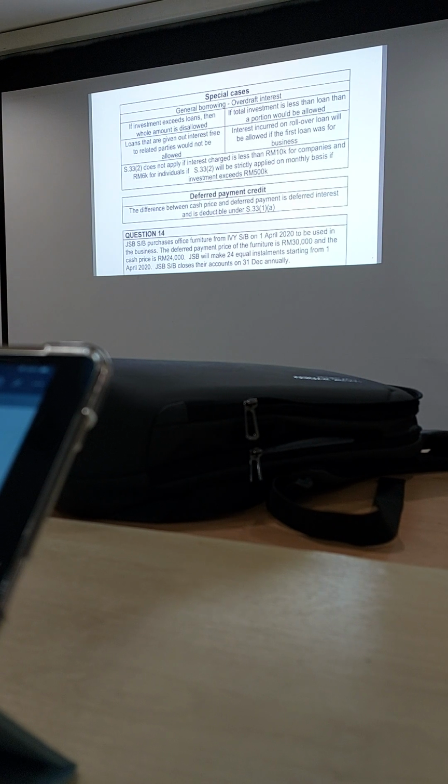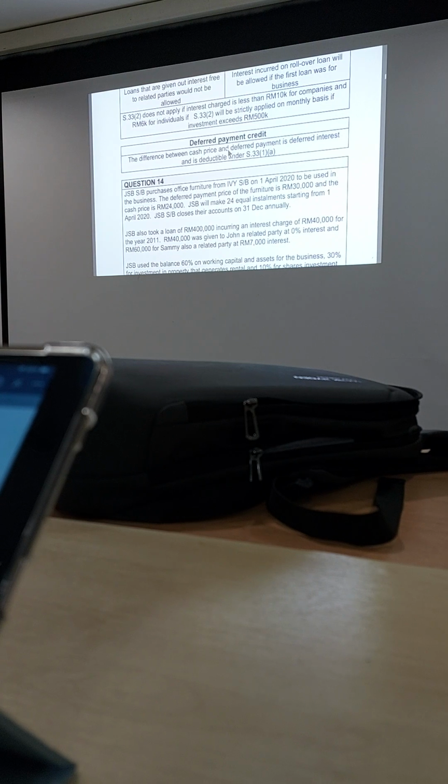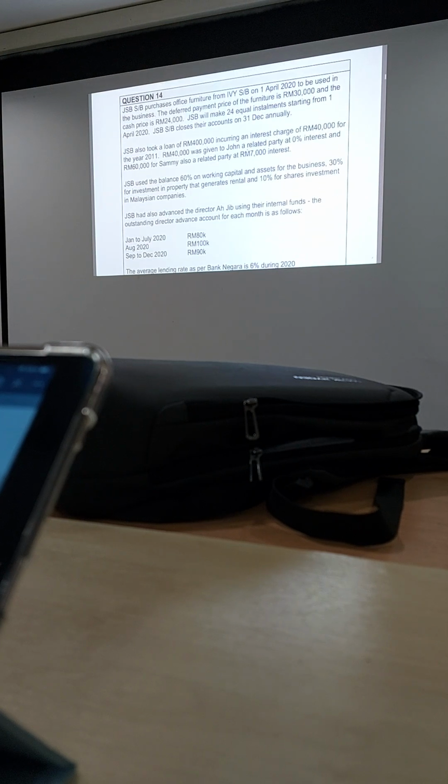Interest less than 10k for a company, 6k, then you need not worry about it. Deferred payment: the difference between the cash price and deferred payment is called deferred interest, and is deductible. Okay, have a look at this part.